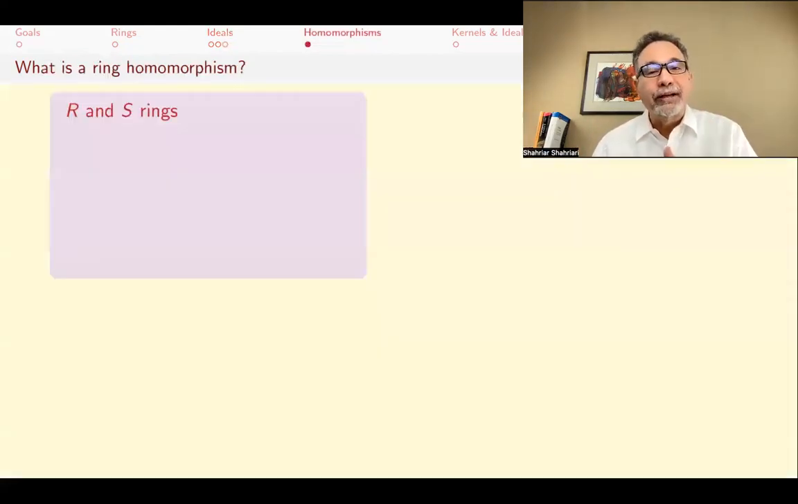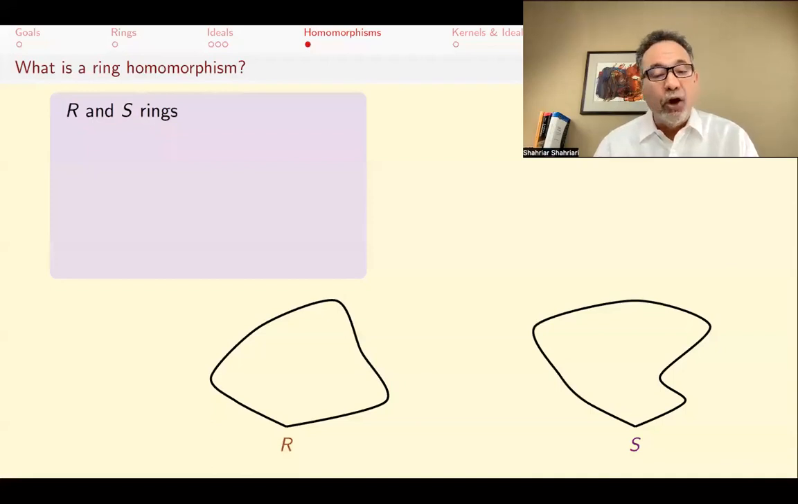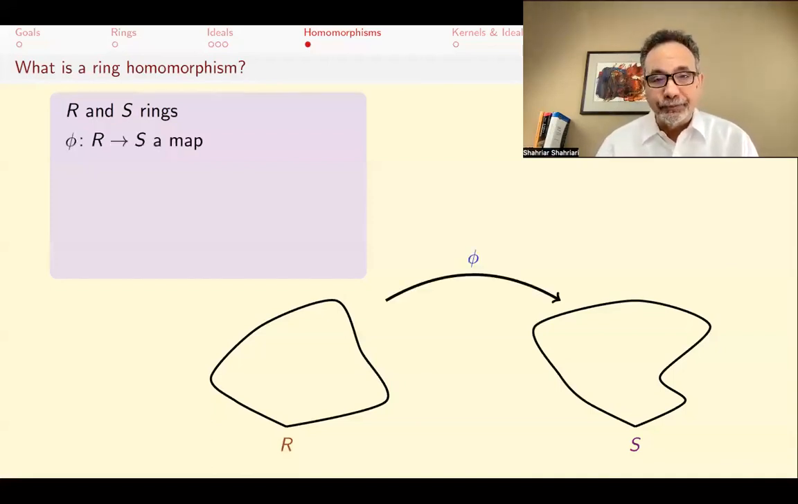Okay, so ring homomorphisms. What's the relationship between ideals and ring homomorphisms? If you have two rings, R and S, then you might have a map from R to S. So we say phi sends elements of R to S. It's a map: any element of R you can plug into phi and you get something in S. And when you plug in some element into phi, you get one element in S. You don't get two elements in S.